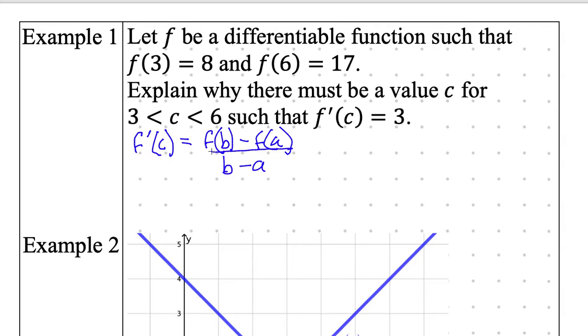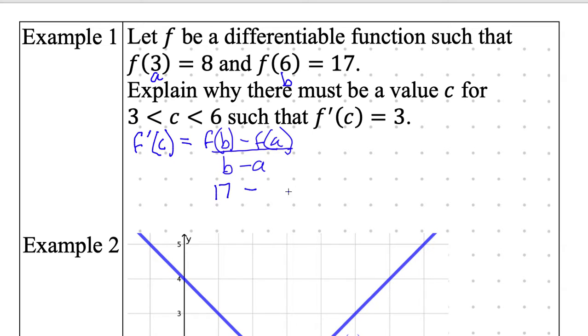Okay, now let's start filling in things. I don't know F prime of C. I'm trying to prove that it's 3. Well, I do have all this stuff, though. So let's fill that in. So F of B is what? Well, I guess we should choose B and A. Should we say that 3 is A and 6 is B? Is that okay? A is the first point, B is the second point. Then what is F of B? What is F of 6?